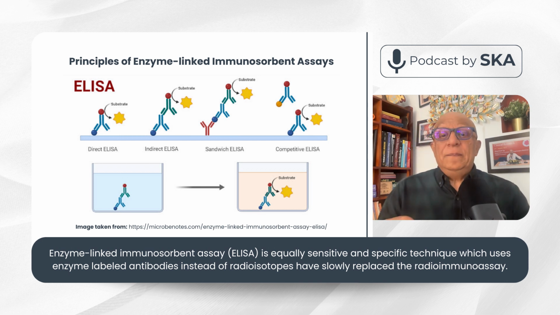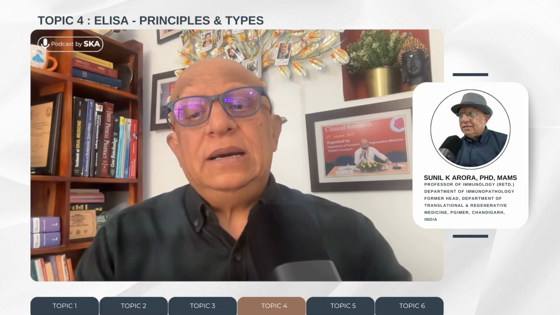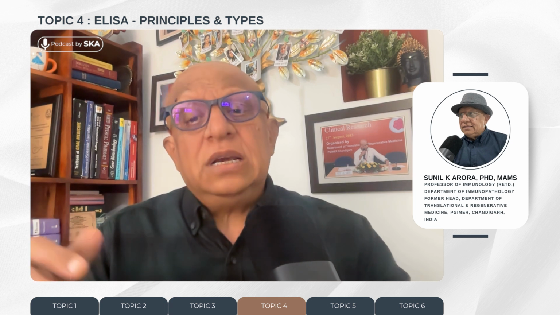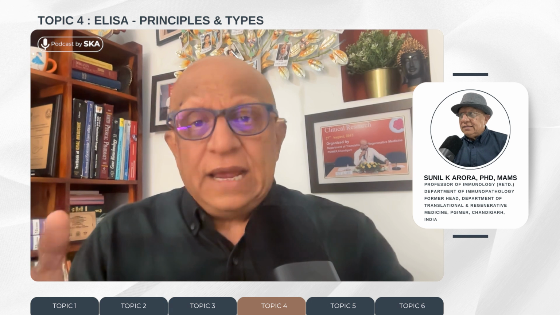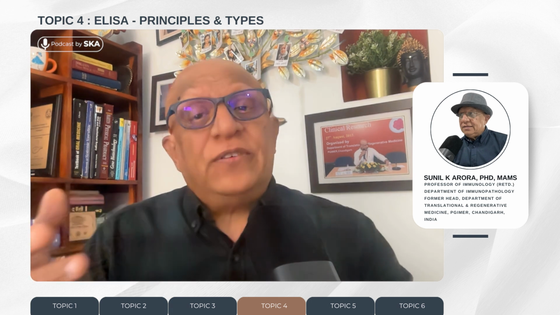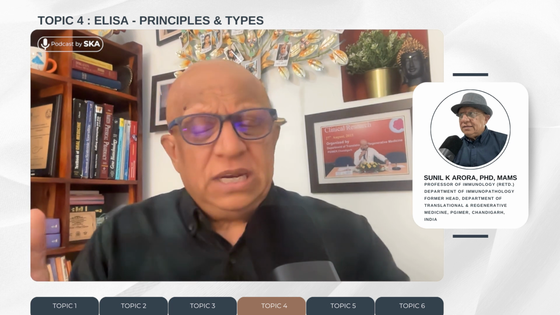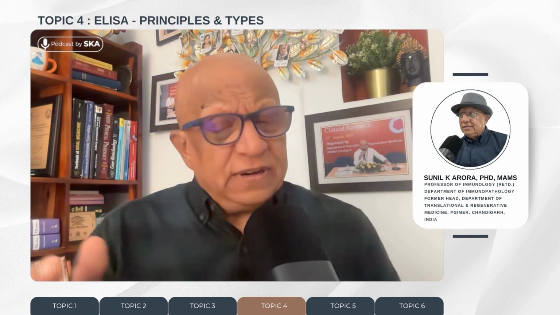So it's a modern molecular technique for the detection of antigen antibody interaction with the help of an enzyme instead of a radioisotope. And ELISA is also one of the most sensitive techniques for the detection and presence of any antigen or antibody, as well as for quantification in case of clinical diagnosis of many diseases, and they are being used. So there are many different kinds of ELISAs.